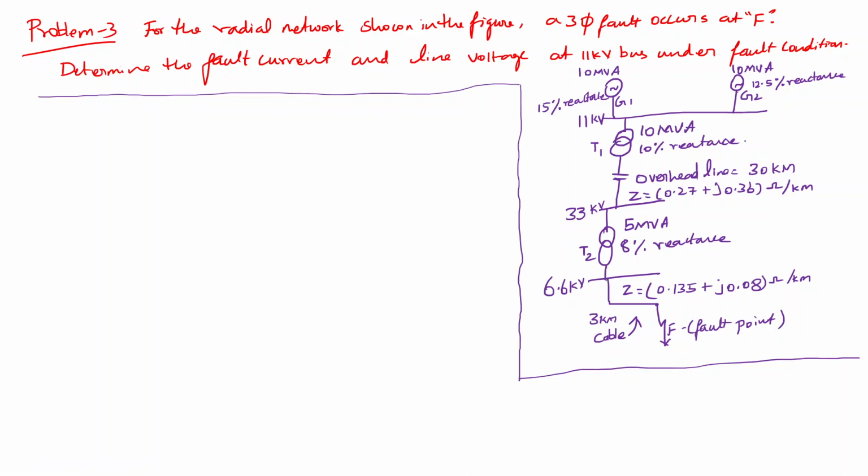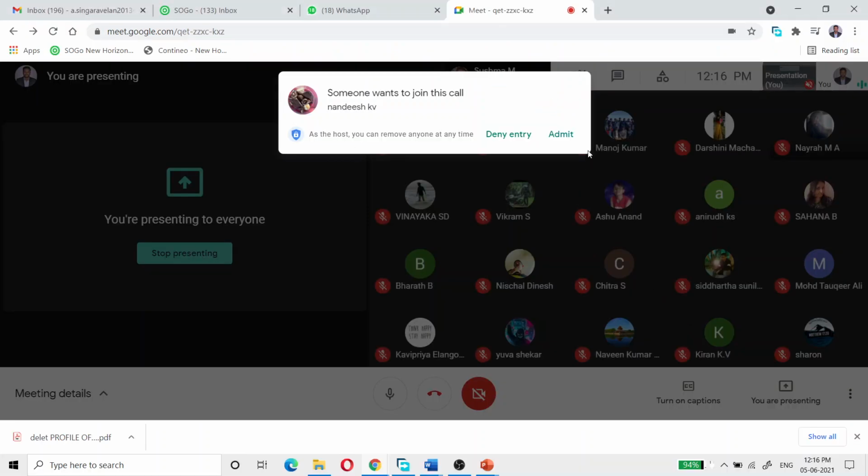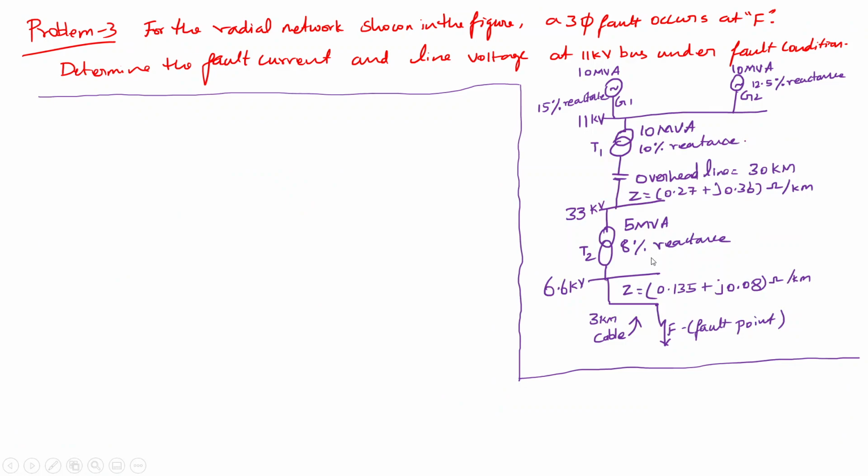For this single line diagram, we need to find out the fault current at F. Where is F? F is after the 3 kilometer cable, where the fault occurred. So around 33 kilometers away there is a fault, and this system has different components or elements. We need to follow the symmetrical fault analysis steps to get the fault current as well as the voltage. Right, so let me start how to do it.